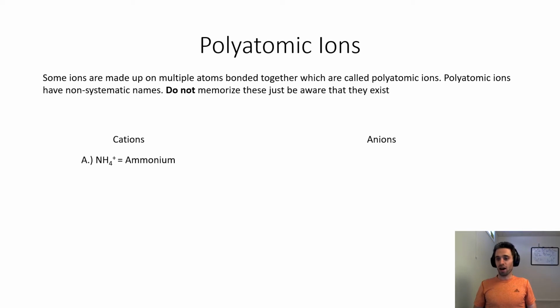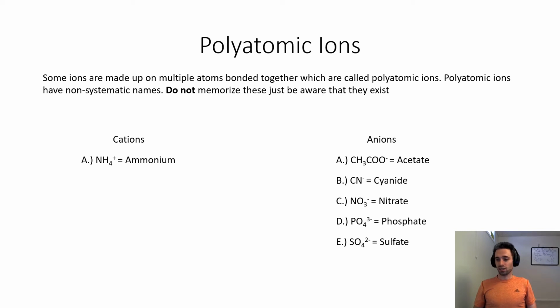And then we have polyatomic anions. These are the following. This first one is called acetate. This second one is called cyanide. This third one is called nitrate. This fourth one is called phosphate. This fifth one is called sulfate. And the sixth one is called carbonate.